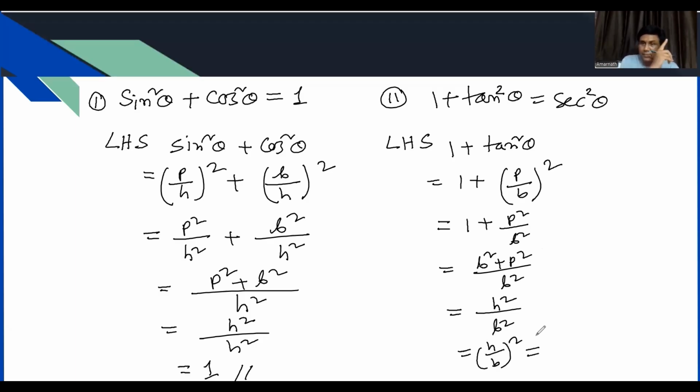But if you see the table, you can find H by B is sec theta. So it is sec theta whole square, beautifully written like this. This is just a style of writing, nothing else. Sec square theta means sec theta whole square only, H by B whole square only. So that is also a formula. Please copy it.